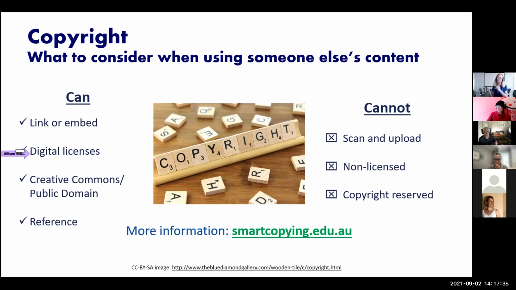Make sure that license also allows you to put it into the online space so you meet some of the copyright stuff. If you're not sure, go to smartcopying.edu.au or tap into your local library and see if they've got some insight into how can I use this content in a way that I'm not going to breach copyright? So just some high-level stuff there, and I've put it into the Moodle as well if you want more detail around that.